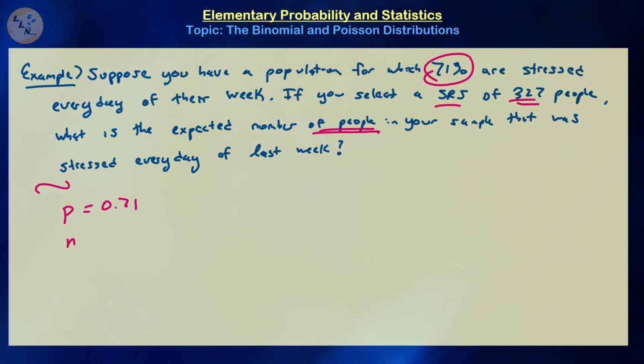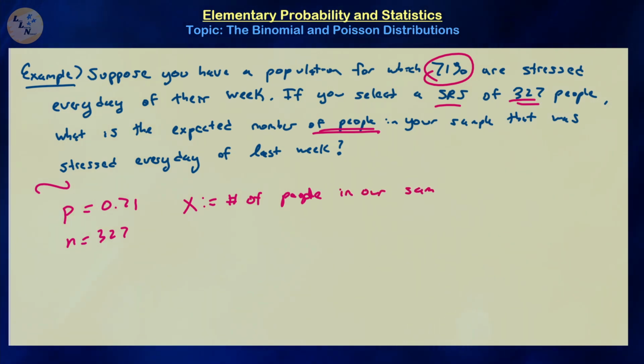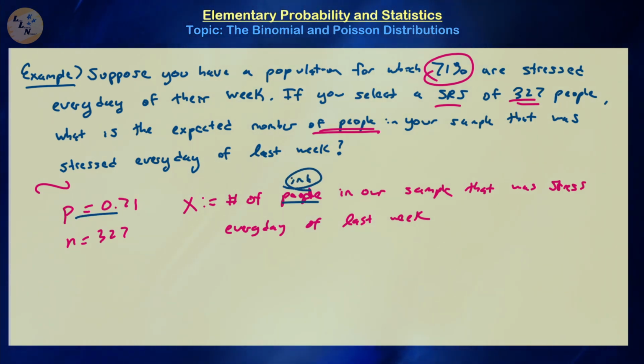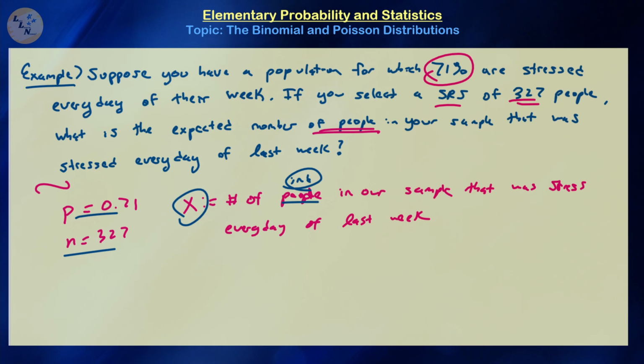Also, our simple random sample is of size 327, so let us assume that x is the number of people in our sample that were stressed every day of last week. If we're assuming that the people in the sample are independent of each other, and we have a probability of success, and n is the sample size, and x is the number of successes in that particular sample, then we have that x is a binomial random variable.